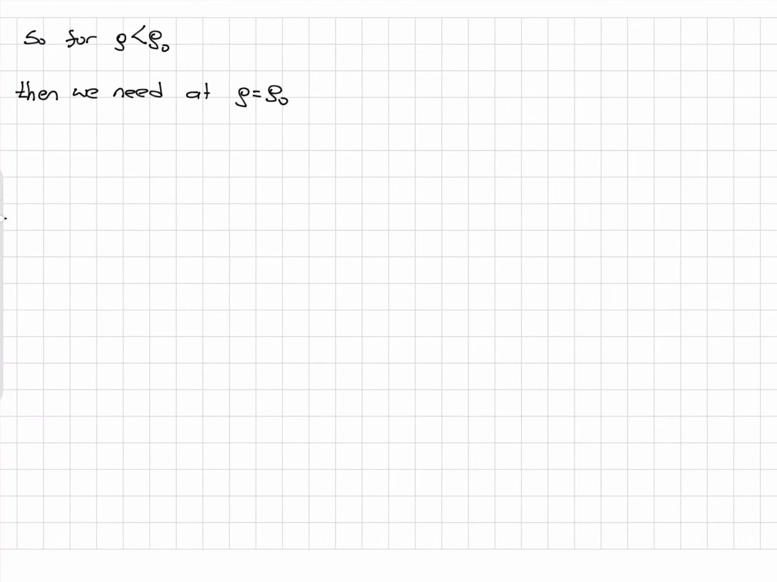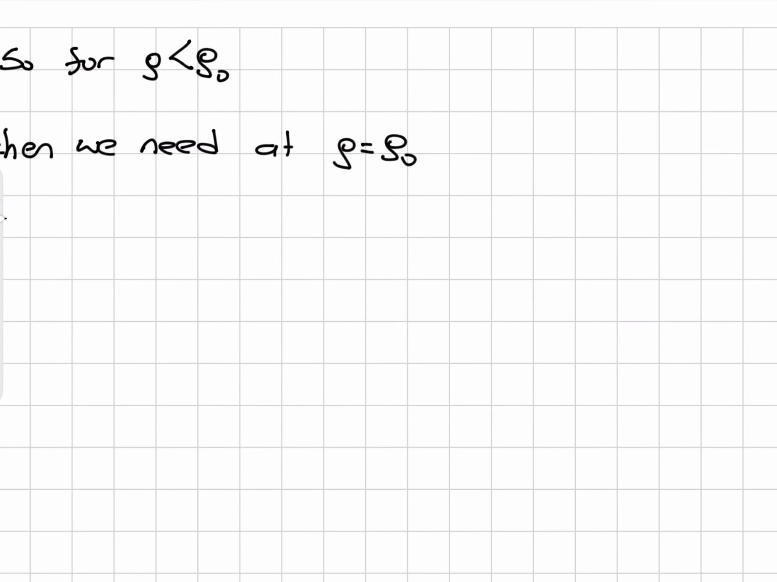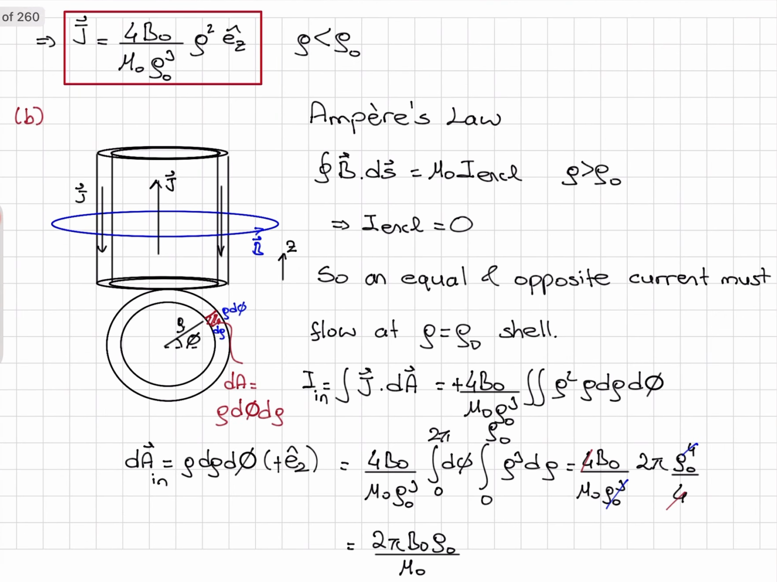So I conclude that for rho less than rho 0, I have a uniform total current, 2 pi B0 rho 0 divided by mu 0 in the EZ hat direction. So this is the total current that flows in the EZ hat direction. I have taken the area vector inside for this differential area to be in the plus EZ hat direction.